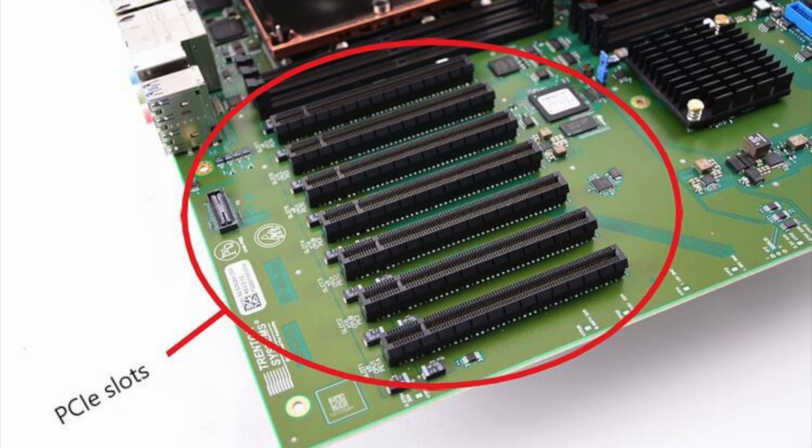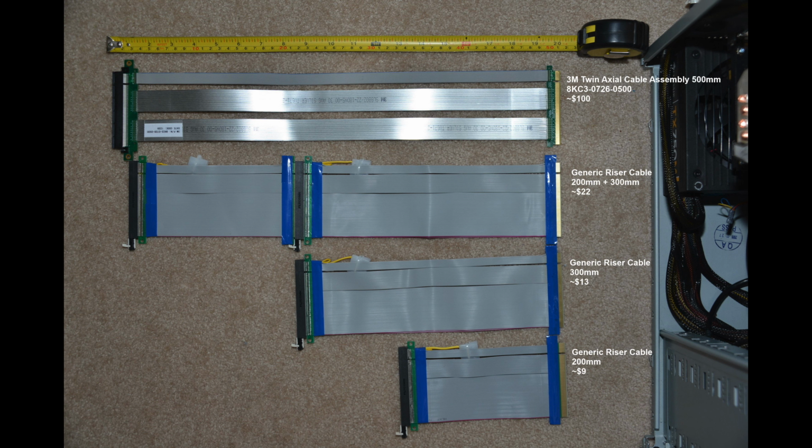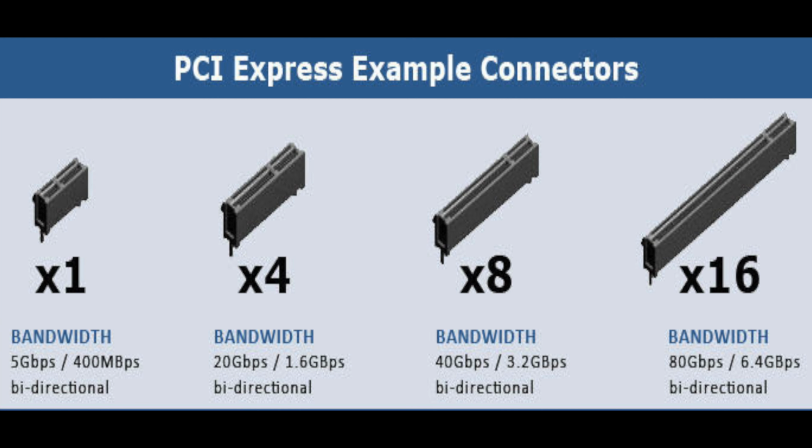PCI slots are integrated on the motherboard, but can also be expanded using expansion cables to plug additional devices into. There are full PCI lanes, which contain 16 or more lanes or connections for slots, and then there's mini PCI lanes that range between 4 to 8 connections. The type of PCI depends on the use you get out of it.